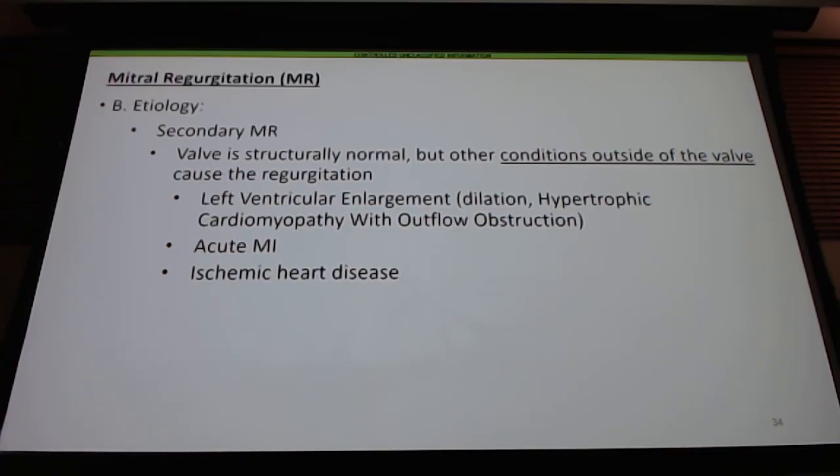Secondary mitral regurg, typically there's things outside of the valve leaflets or the valvular components that lead to this. And one of the most common ways that you see this is if you get a dilation of the ventricle, it pulls those leaflets apart, so now you can't get that seal to provide that one directional flow. So then you have that regurgitation going back to the atria. And things like this would be like the left ventricular enlargement, hypertrophy. It could be acute myocardial infarction, where now the structures are not functioning like they should.